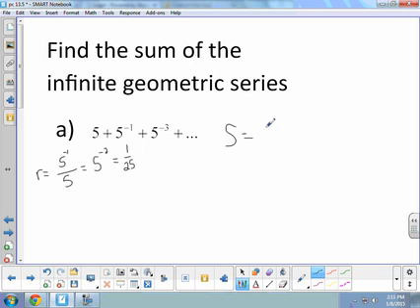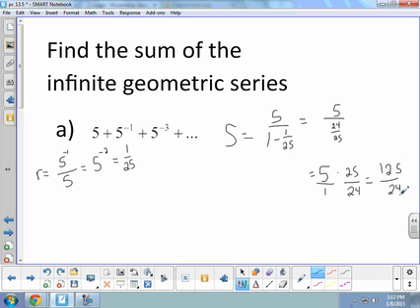S is going to equal our first term, 1 minus, oops, that's 1/25. That's going to give me 5, and when I subtract that, I end up with 24 over 25, which would be 5 times that reciprocal. Which would be 125 over 24.